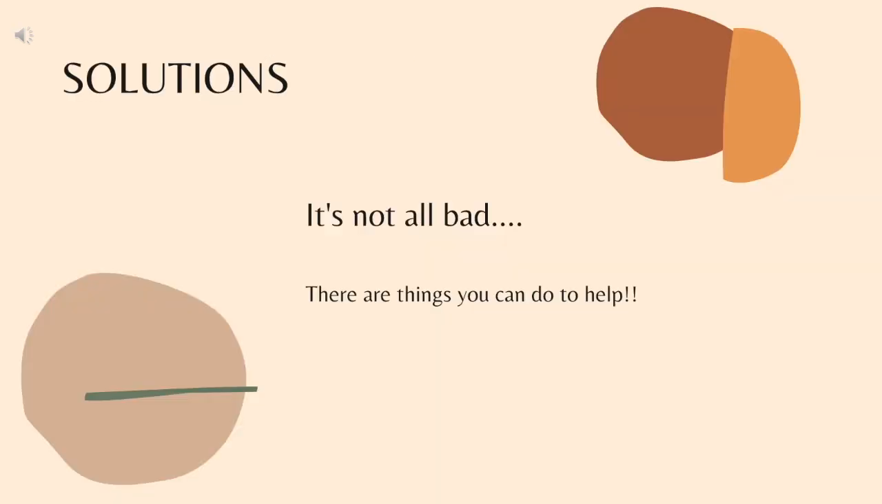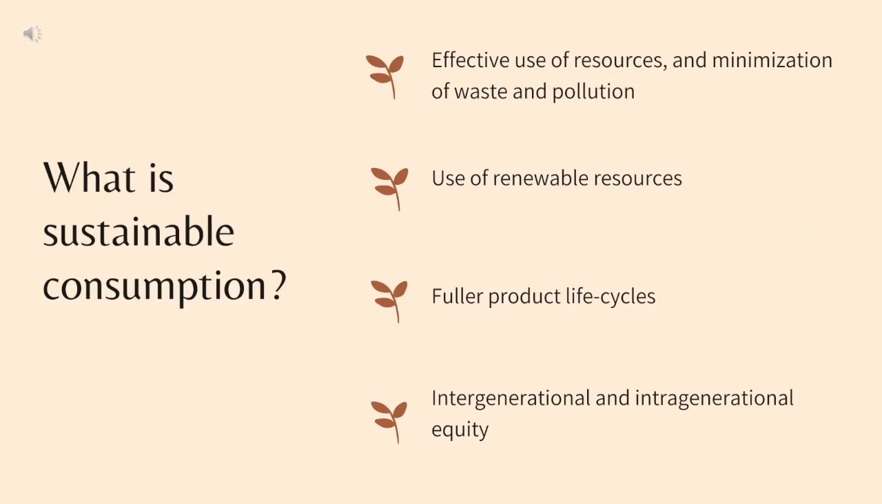But it's not all bad. There are things that you can do to help, and we've put together some solutions that you can adopt as well. So a hot topic right now is sustainable consumption. But what is it? Sustainable consumption is the use of material products, energy, and immaterial services in such a way that their use minimizes impacts on the environment, so that human needs can be met not only in the present, but also for future generations.